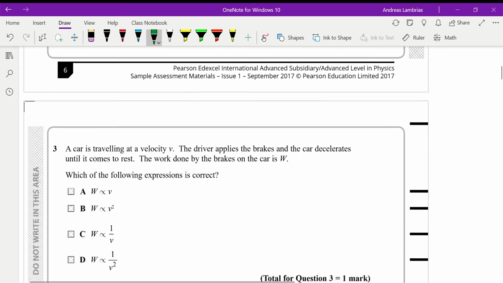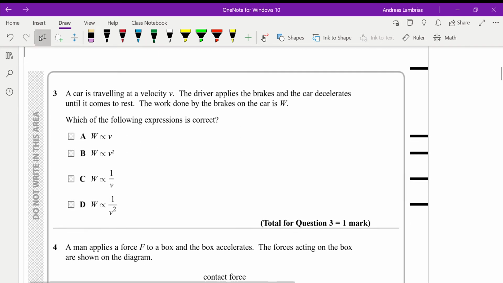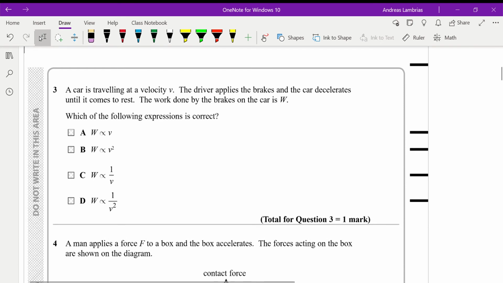Question 3. A car is traveling at a velocity v, the driver applies the brakes and the car decelerates until it comes to rest. The work done by the brakes on the car is W. Which of the following expressions is correct? Now, there's a few different ways of approaching this question, right? So, as a reminder, what is work? Work is energy, and it can be given by the formula force times distance.